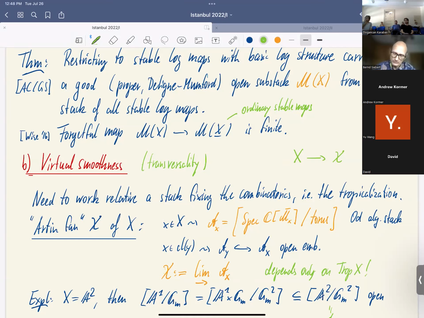Let me call this map L, whatever. And then M_X is actually L upper star M curly X. So this is what people call a strict morphism. Okay. So this really is a stack that captures the log structure.